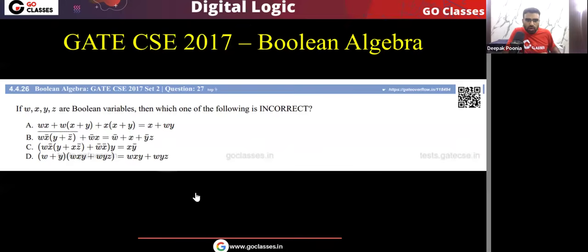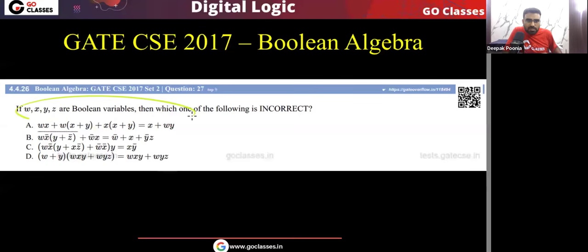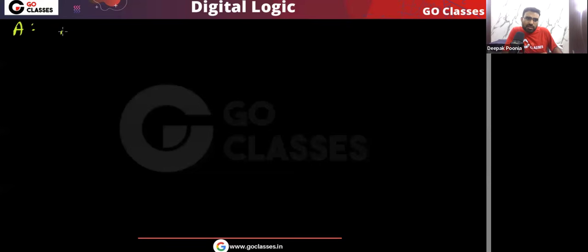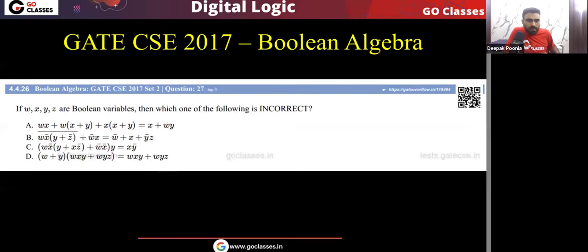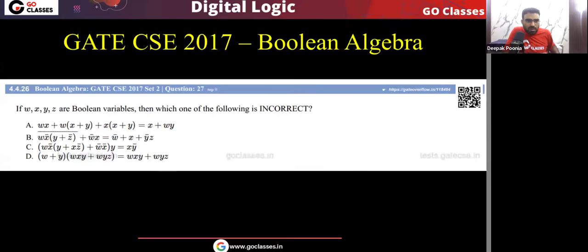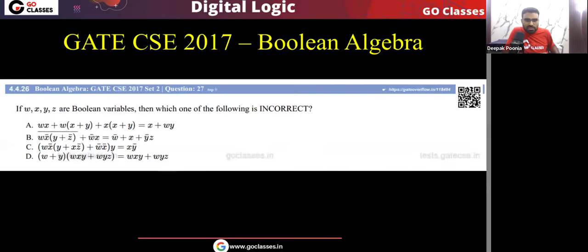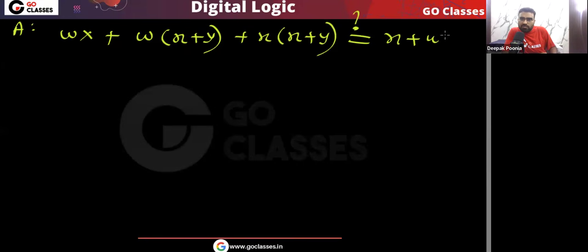We will see. So let's see option A. In option A, the question is saying, is this equation correct or not? The question is asking that W, X, Y, Z, these are the Boolean variables. Which of the following is incorrect? So in option A, one equation is given to us, that is WX or Y, or XX or Y. Is this equal to? We need to check, is this equal to X or WY?